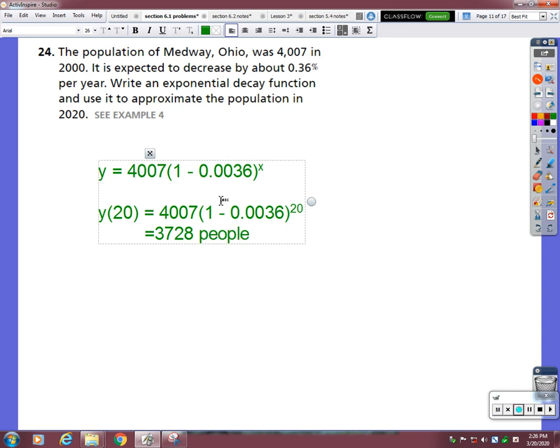So they're doing fine. 20 years later, there's only less than 300 fewer people. No big deal. Hang in there, Medway.